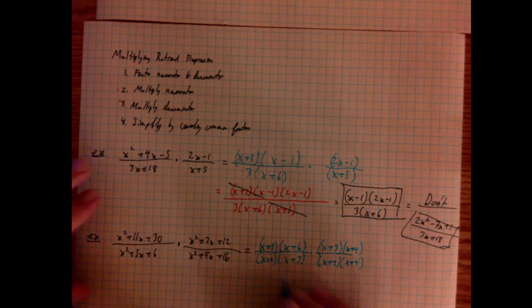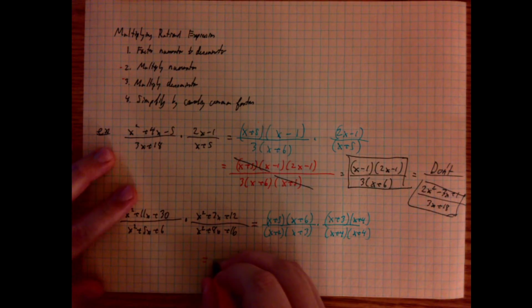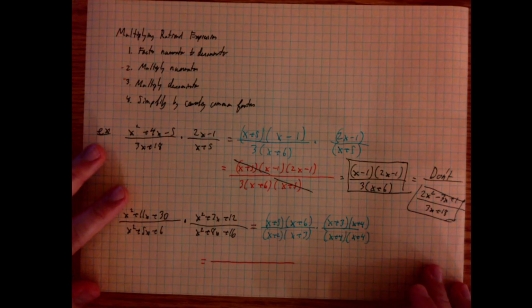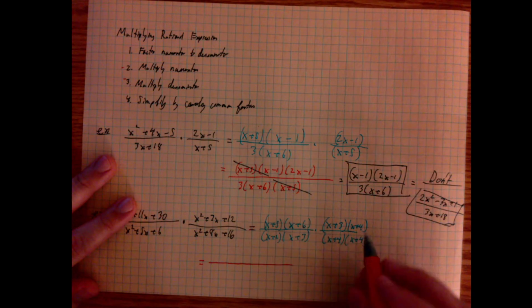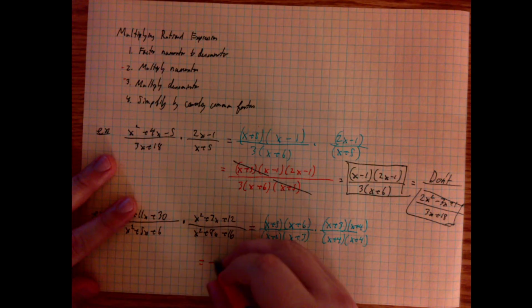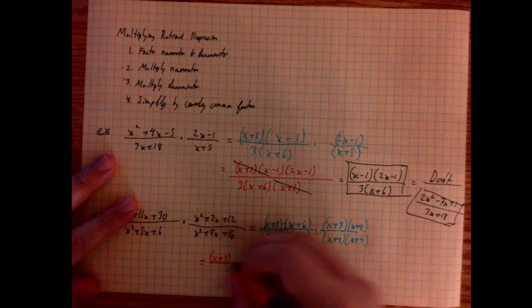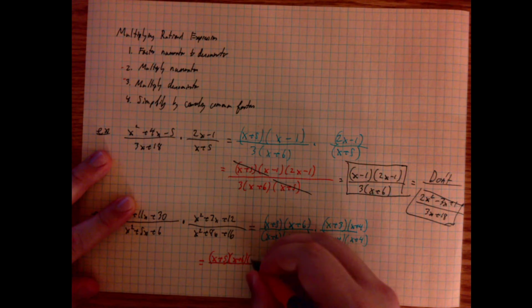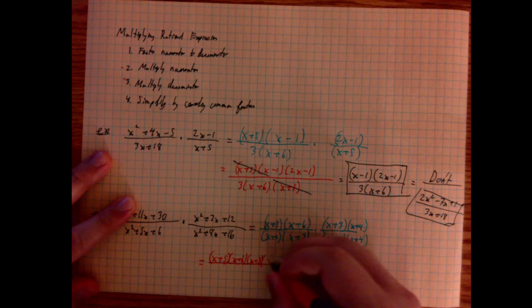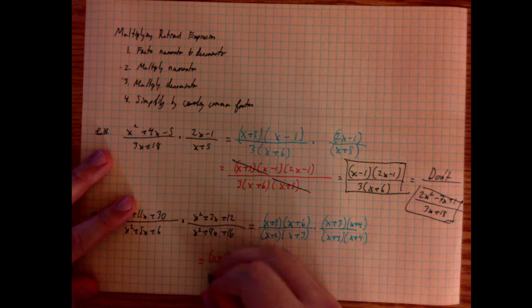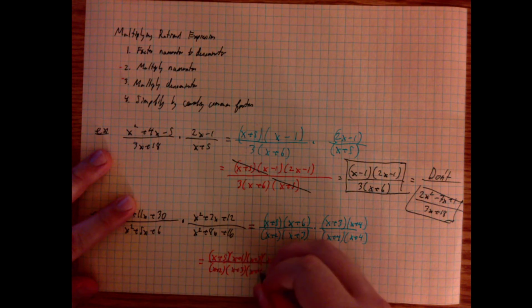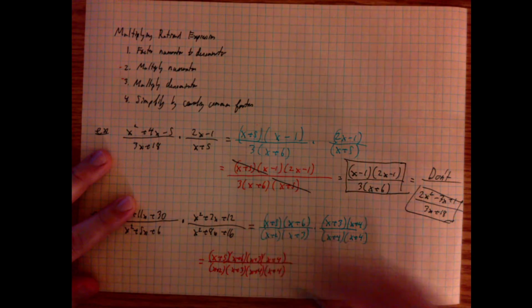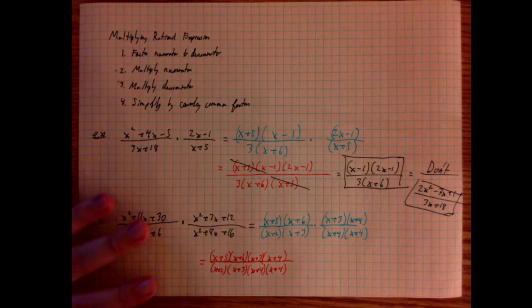Alright, just like before, we're now going to combine these together into one big fraction with a large numerator and a large denominator. We're then going to cancel and then simplify. So, x plus 5, x plus 6, x plus 3, x plus 4, x plus 5, x plus 6, x plus 3, x plus 4. On bottom, x plus 2, x plus 3, x plus 4, x plus 4. So, just like before, we're going to look for ones we can cancel.